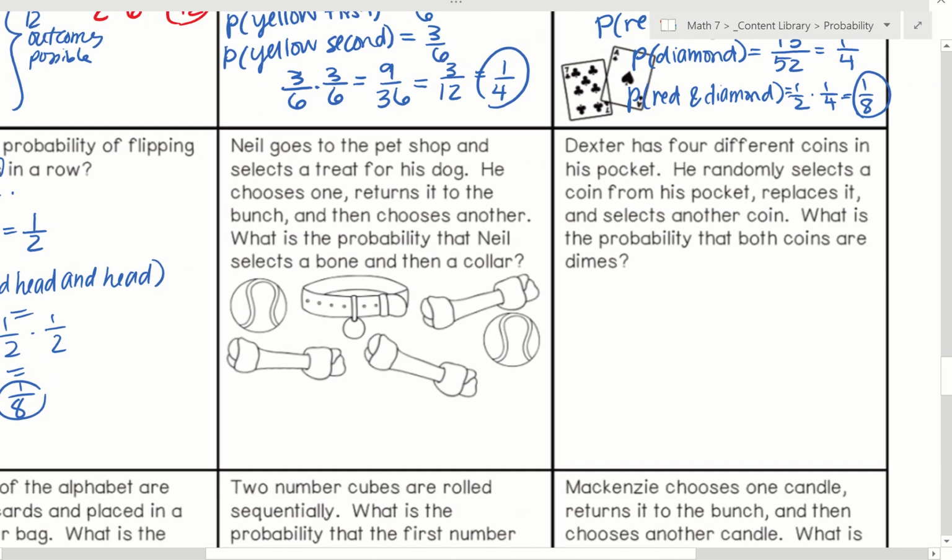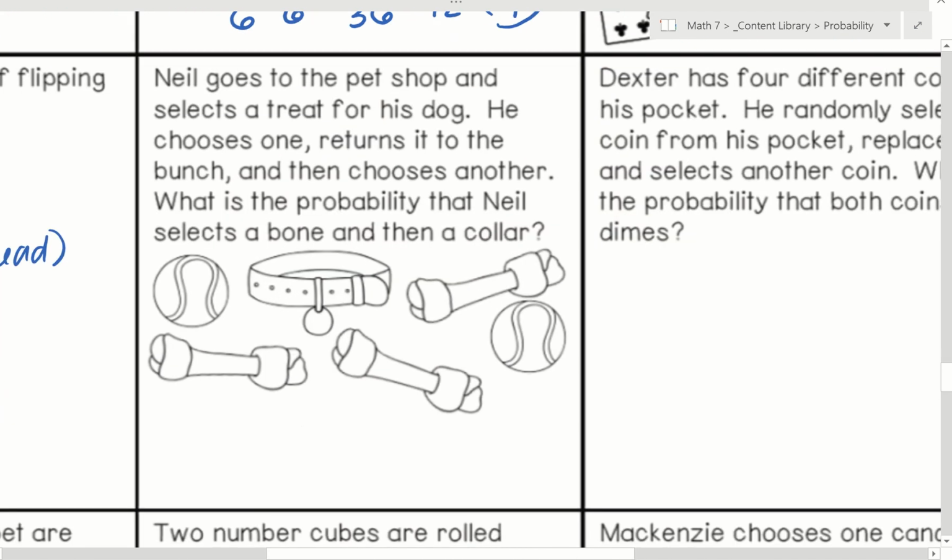Let's keep going. Neil goes to the pet shop and selects a treat for his dog. He chooses one, returns it to the bunch, and then chooses another. What is the probability that Neil selects the bone and then the collar? So, the probability of the bone, let's see, there's 1, 2, 3, 4, 5, 6 items, and the bones make up 3 out of those 6, which we know is reduced to a half. The probability of choosing a collar, well, since he replaces the bone, the denominator stays the same. And that collar, there's only one collar out of the bunch.